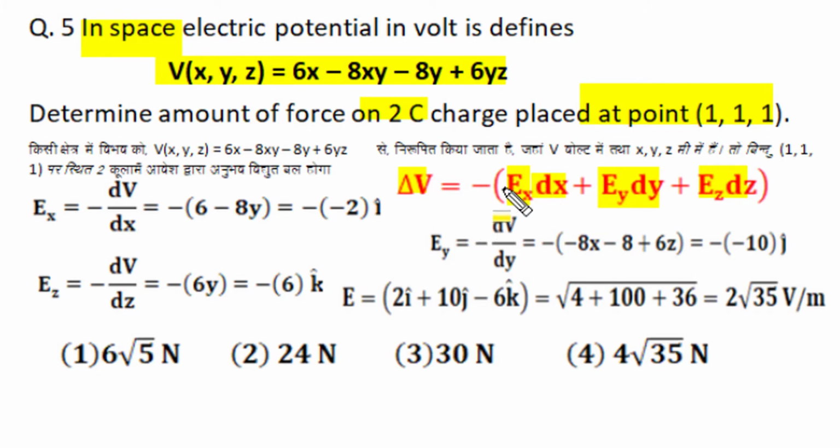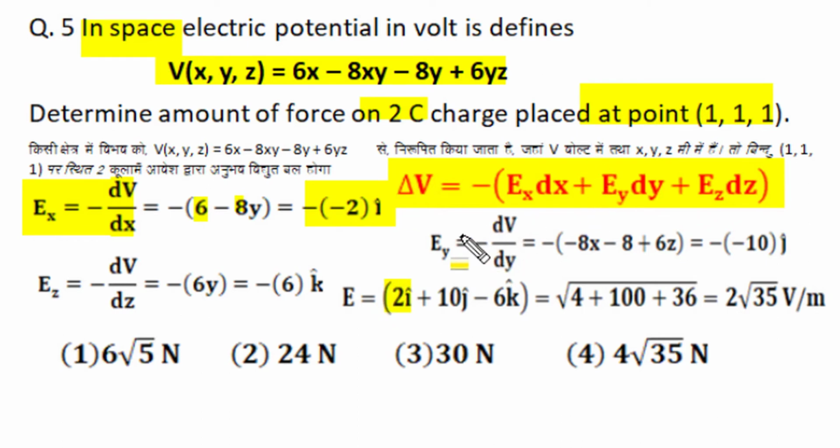So the total potential difference by the three components of electric field is given by this mathematical expression, and if we take the partial derivative of potential with respect to x keeping y and z constant, then the electric field x component is given by this relation. When this potential function, with y and z constant, is differentiated with respect to x, 6x gives 6, and minus 8xy gives minus 8y. There is no x in minus 8y and 6yz, so their differentiation becomes 0. Now for coordinate (1, 1, 1), when y is 1, this figure becomes minus 2, and with the minus sign, this becomes 2i. So the x component of electric field is plus 2i.